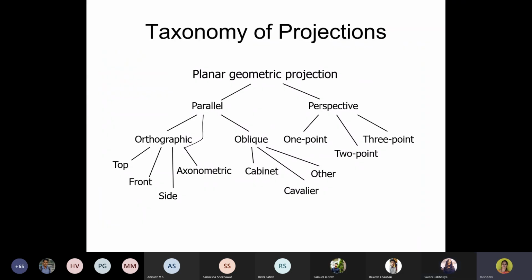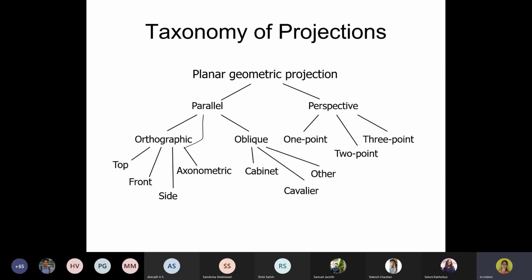So last class we were discussing different types of projections. The geometric projections are classified into two categories, parallel and perspective. And again, the parallel is divided into orthographic, axonometric, and oblique projections.